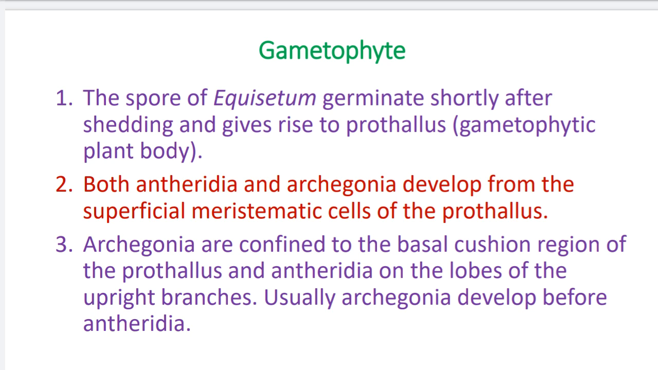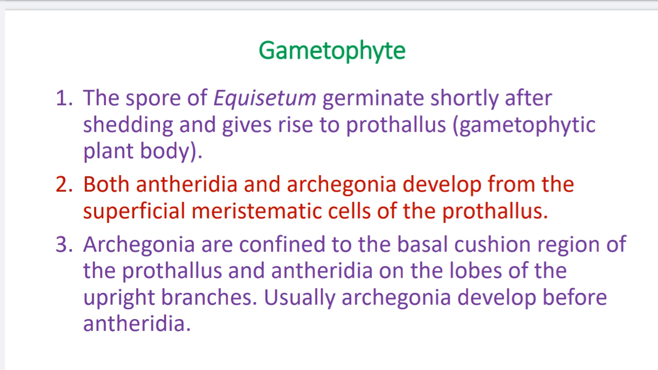Number two, both antheridia and archegonia. Antheridia are male reproductive structures. Archegonia are female reproductive structures. Both antheridia and archegonia develop from the superficial meristematic cells of the prothallus. They develop from the upper side of the prothallus, where the meristematic cells are present.